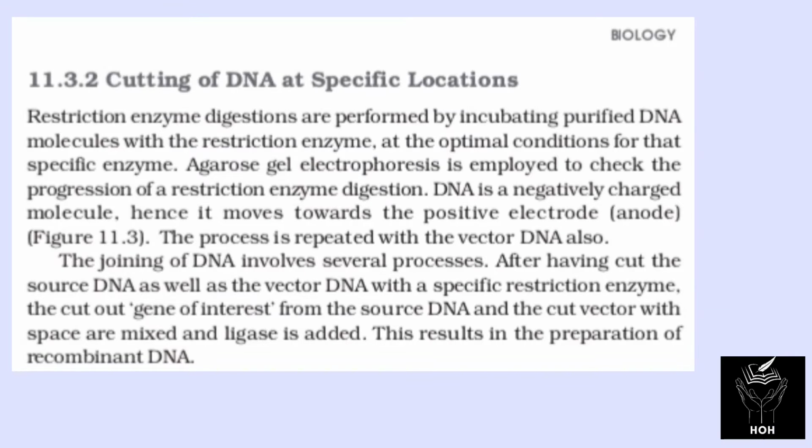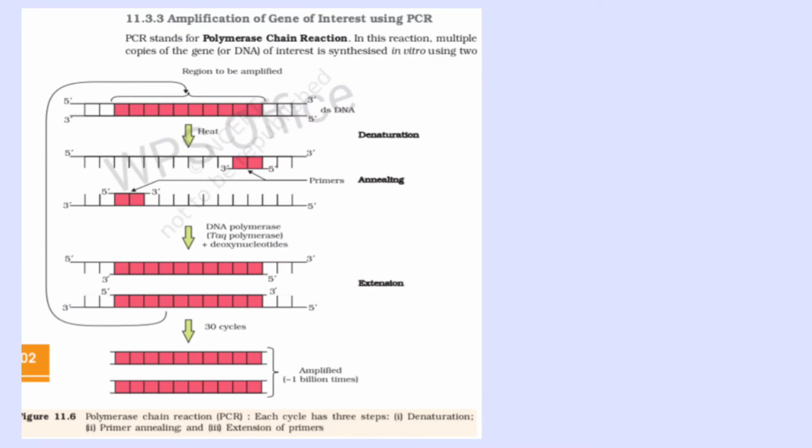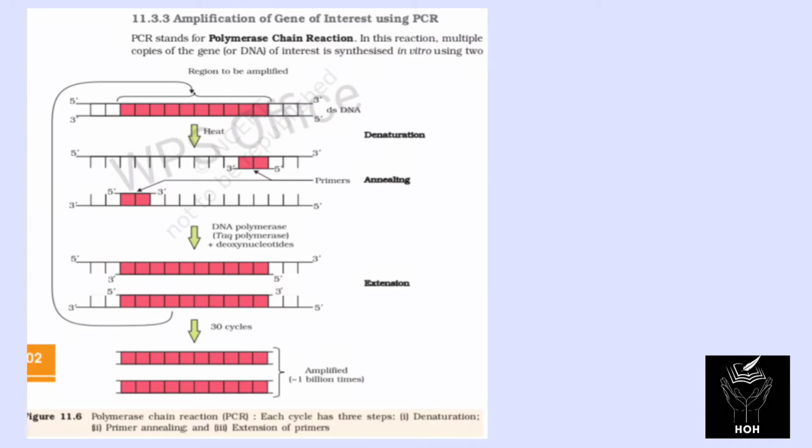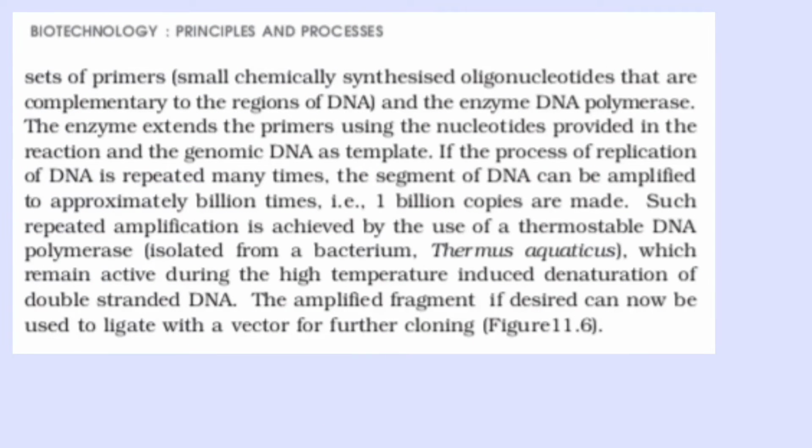Number 3. Amplification of gene of interest using PCR. PCR stands for polymerase chain reaction. In this reaction, multiple copies of the gene or DNA of interest are synthesized in vitro using two sets of primers, that is, small chemically synthesized oligonucleotides that are complementary to regions of the DNA, and the enzyme DNA polymerase. The enzyme extends the primers using the nucleotides provided in the reaction and the genomic DNA as a template.